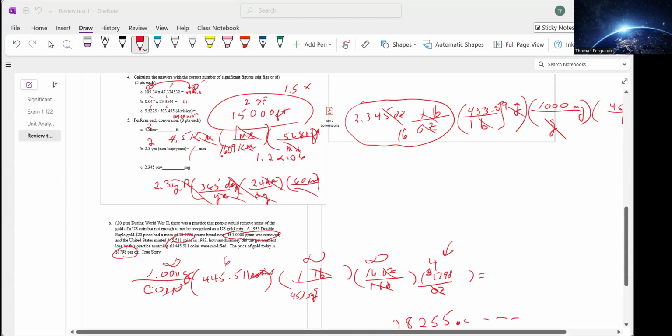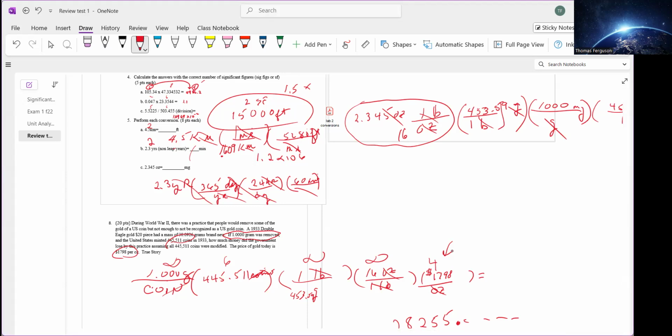Okay? This isn't hard, it's just tedious. A lot of writing. If you're not used to handwriting, you don't do it all at once. Okay, any other questions?